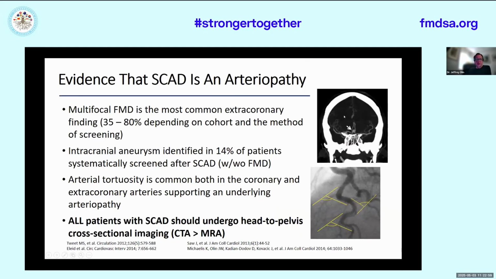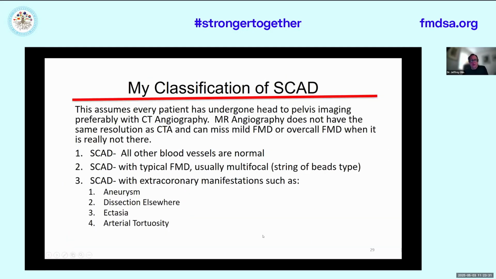So SCAD is an arteriopathy. FMD occurs in 35 to 80% of people. It depends how careful you look and whether you're using MR or CT angiography, whether you're doing thick cuts or thin cuts. You've already heard it occurs in a large percentage of people. Intracranial aneurysms and arterial tortuosity are common both in the coronary and extracoronary arteries, supporting an underlying arteriopathy. This is from the Mayo Clinic series on the tortuosity, and thus all SCAD patients should undergo head-to-pelvis imaging.